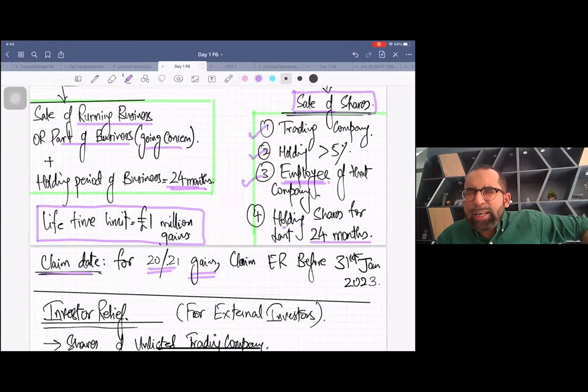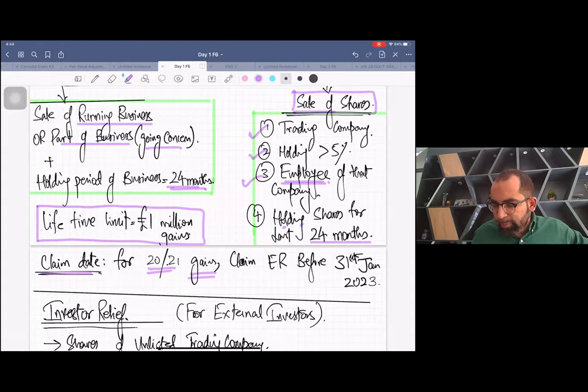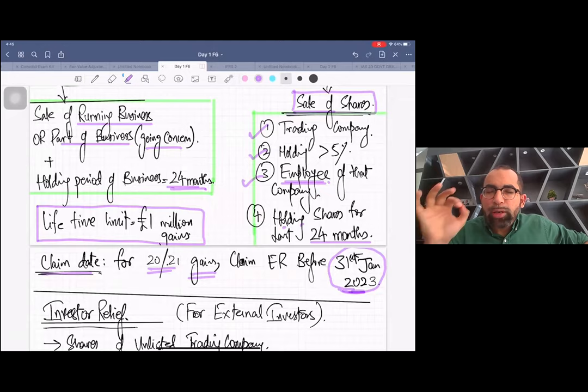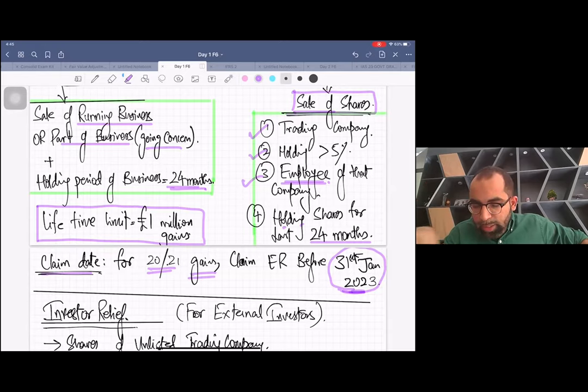For 2021 gains, for example, you have BADR. You have a qualifying gain in the 2021 fiscal year. So for this relief, the claim date is 31st January 2023. Don't forget this claim date. For the 2021 fiscal year, if you have a qualifying gain in 2021, you can claim this relief by 31st January 2023.